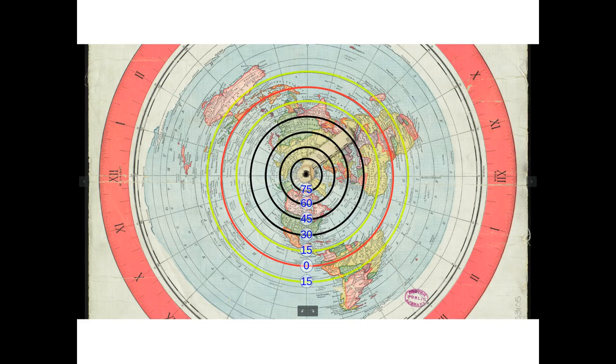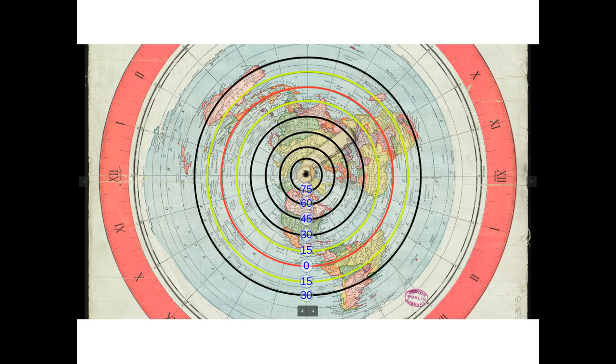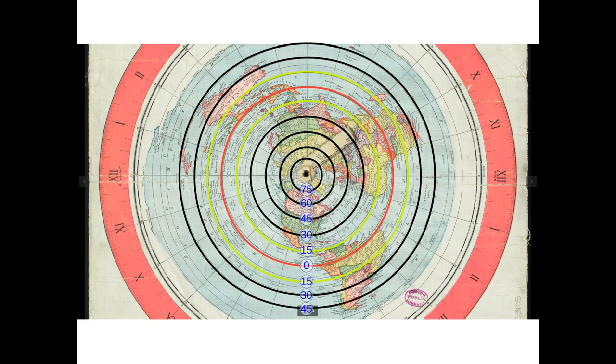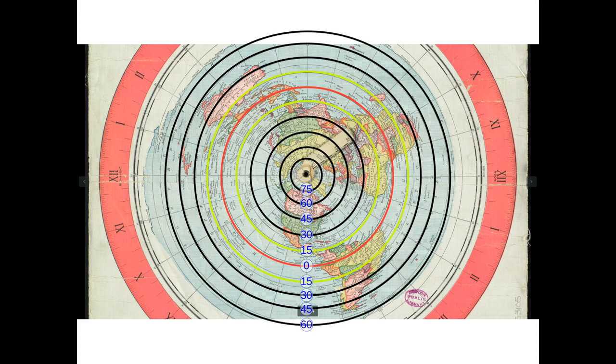And now we head south. So now we have 15 degrees south, which is the Tropic of Capricorn. And then 30 degrees south, and then 45 degrees south, and then we have the 60 degrees south. Whoa, wait a minute here. What happened to the 75 degrees south?